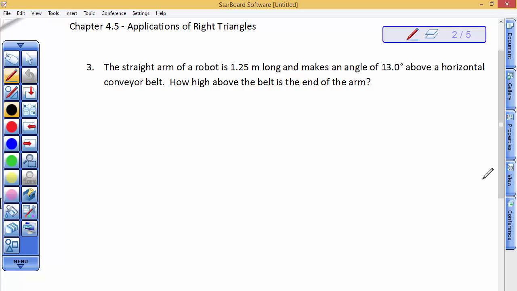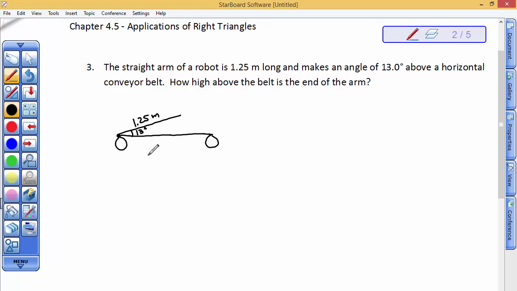All right, so read the problem. Read it twice. The straight arm of a robot is 1.25 meters long and makes an angle of 13 degrees above the horizontal conveyor belt. So let's just show some pulleys here. And then I have to show this in 2 dimensions. So let's just say that the robot is sitting right here, and the arm is 1.25 meters long and makes an angle of 13 degrees with the horizontal. How high above the belt is the arm?